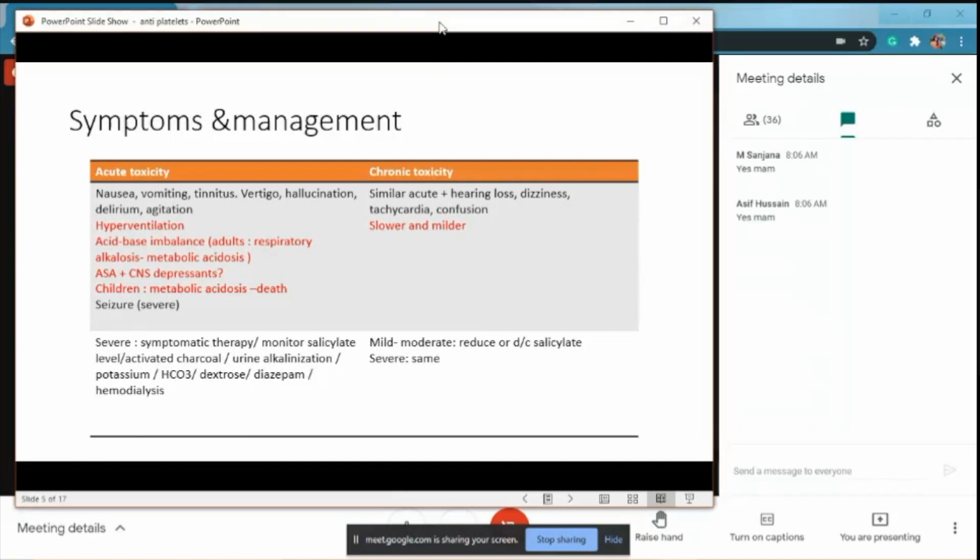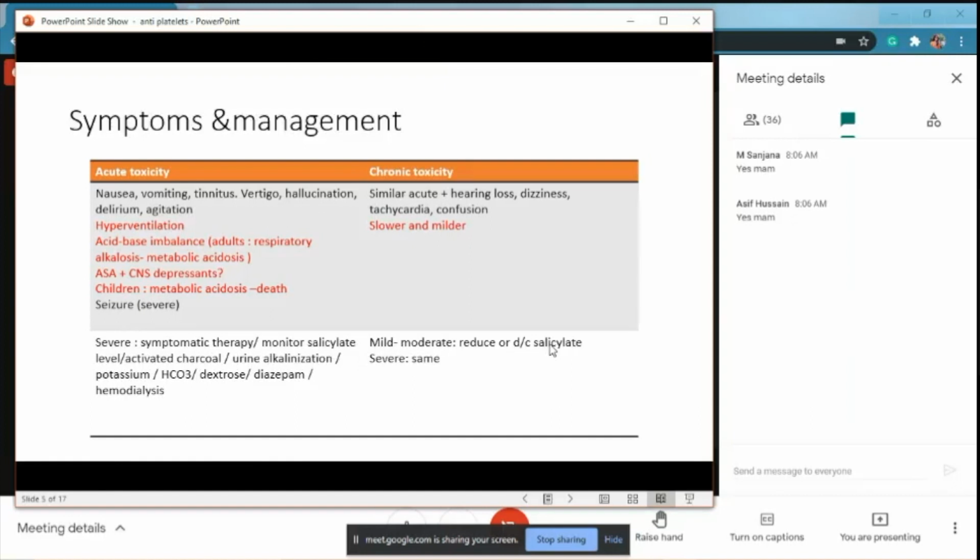Now, what is the management of toxicity and how do we monitor it? In mild to moderate chronic toxicity, we reduce or discontinue the salicylate. Again, in chronic toxicity the symptoms are slower and milder, so if the symptoms are mild to moderate, we don't have to worry. We just have to reduce the dose or discontinue the salicylate, depending upon the condition of the patient.